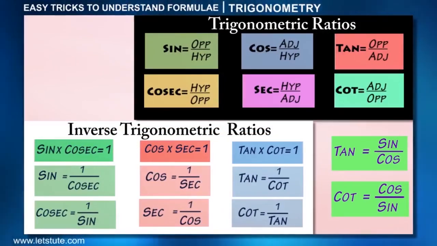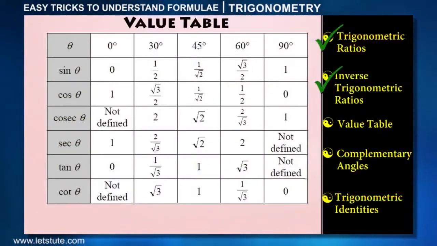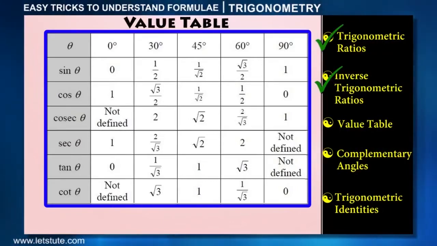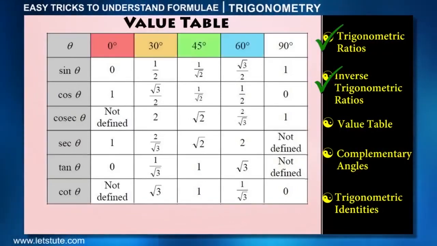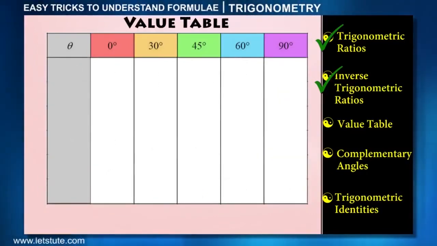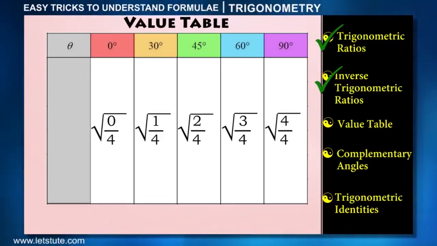Now we proceed to the next. So we are going to see a small trick to remember this value table for standard angles 0, 30, 45, 60 and 90 degrees. These values are very important and we often use them in solving trigonometric questions. So to build this entire table, we first write down the numbers from 0 to 4 below these angles. Now divide each of them by 4. Then take the square root.